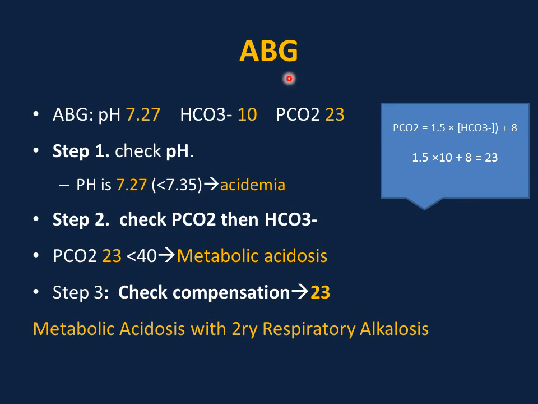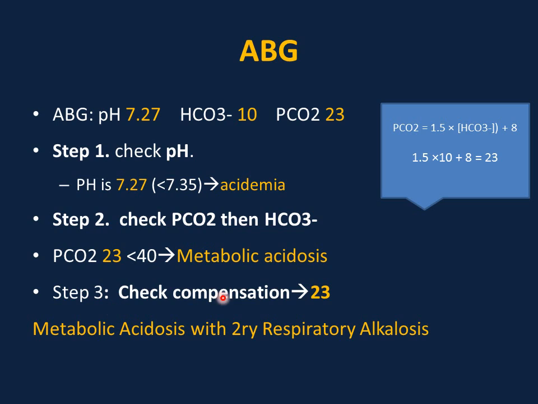Let's analyze the ABG. The pH is 7.27, the bicarb is 10, PCO2 is 23. Step number 1, check the pH. The pH is 7.27, which is less than 7.35. This is acidemia. Step number 2, check the PCO2, then the bicarb. The PCO2 is 23, so this is a case of metabolic acidosis. Why? Both pH and PCO2 are low, in the same direction. Also confirm with the bicarb. The bicarb here is less than normal, it is 10, so this is a case of metabolic acidosis.